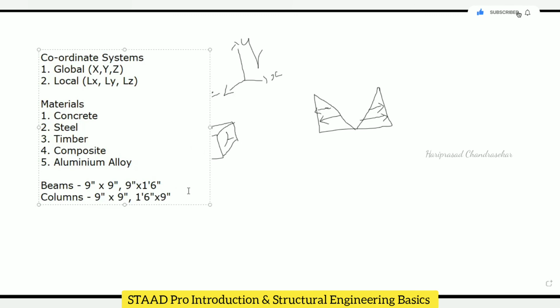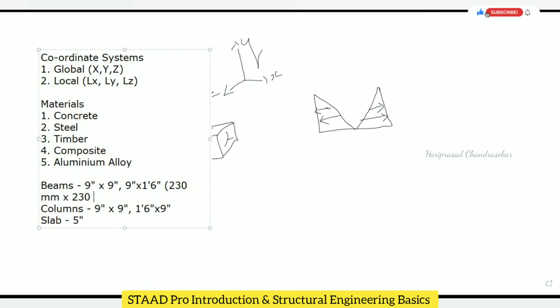In civil everyone talks in inches. We will be speaking in feet and inches. In STAAD Pro, you can use metric or this kind of system. What we used to say metric, and this we call feet and inches. We can use both, I will show you there. But slab we can say 5 inches or 6 inches, but in STAAD we can go in mm. So mm in the sense like 230 mm cross 230 mm, so 9 inches cross 9 inches.